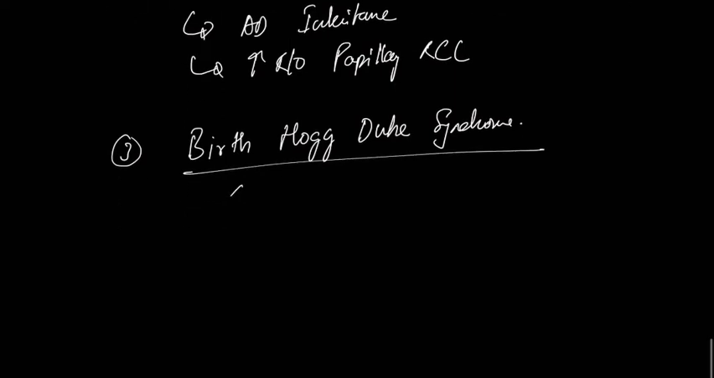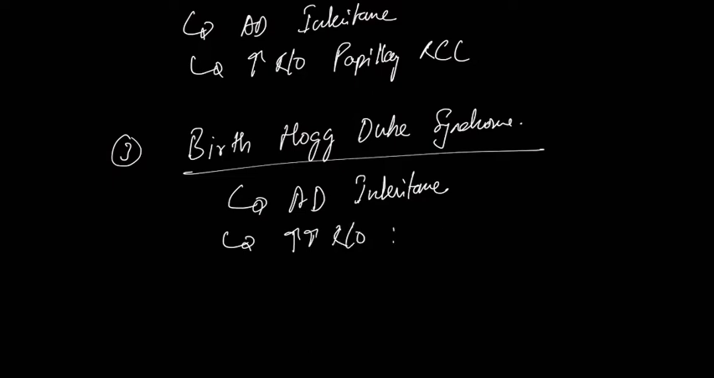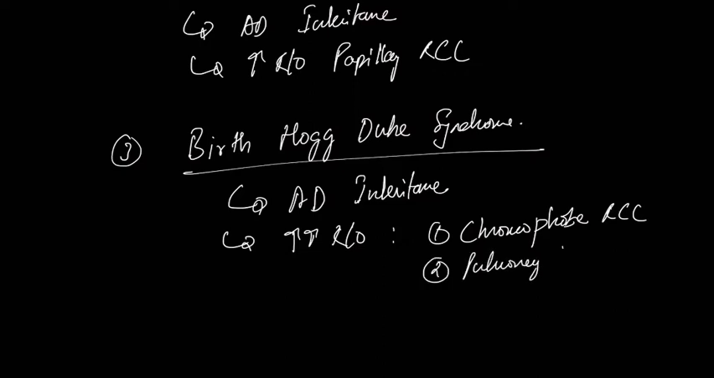All right, now this too is an autosomal dominant inheritance. Yes, and this condition increases the risk of, firstly, your chromophobe renal cell carcinoma. All right, also your pulmonary cyst. All right, so now let's come to the other etiological factors which can give rise to your RCC.